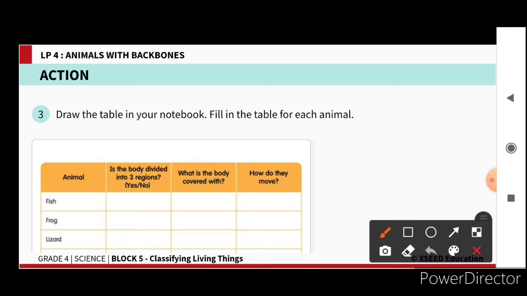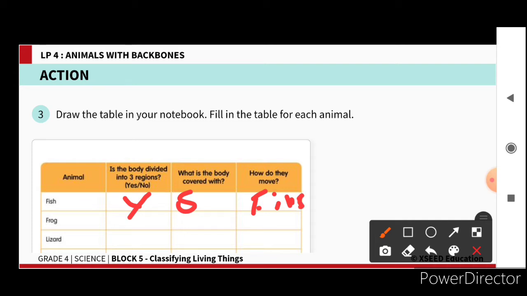The first animal is fish. So now, is the body divided into three main regions? Yes, fish body is divided into three different parts. What is the body covered by? Fish body is covered by scales. How do they move? By using their fins.